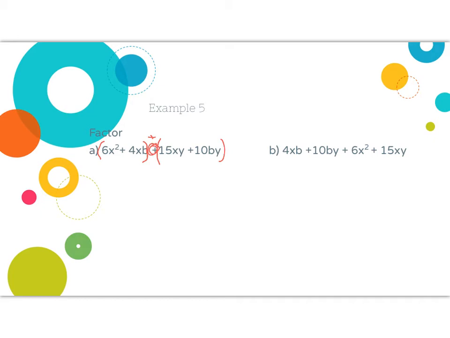Okay, so in our first binomial here, 6x² plus 4xb, we can see that both of those could be divided by 2, and each of them have an x. So we're going to write this as a 2x greatest common factor, and what's left will be 3x plus 2b. Now, in our second factor, if we take out a 5 and a y, those are the 2 terms that they have in common, we're going to be left with 3x plus 2b.